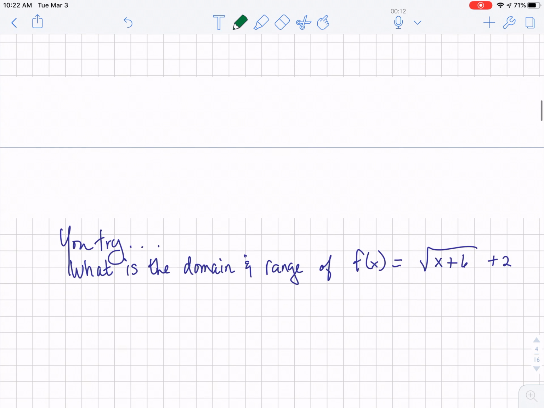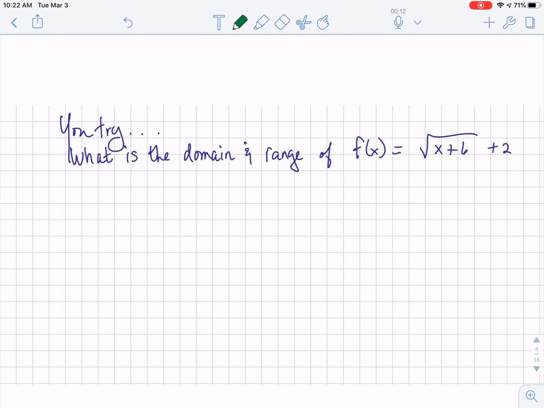Okay, moving on. You try that, so pause the screen for a second and then try this problem, and then come back and play and we'll see how you did.